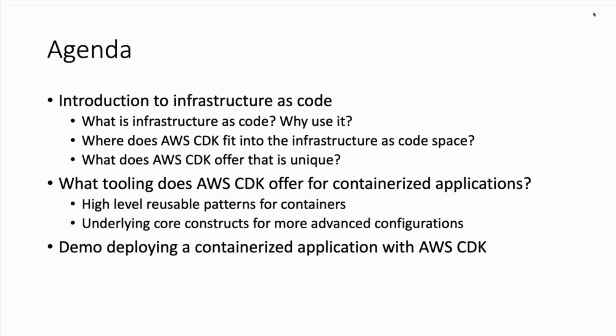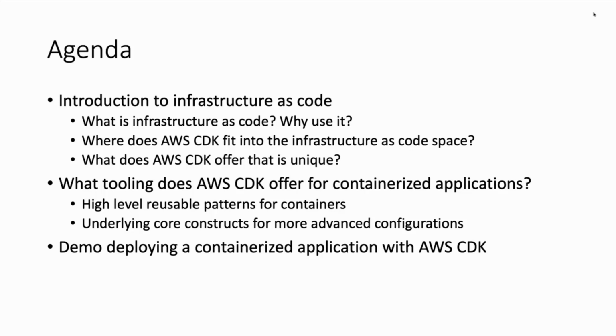So once you understand infrastructure as code, the next level is, how can you use AWS CDK with your containers? And so we're going to be going into the tooling that AWS CDK offers for your containerized applications, both higher level reusable patterns and underlying core constructs if you really want to get into the low level configuration and tweak every aspect. And then finally, I'm going to show a demo of using AWS CDK to deploy a containerized application.